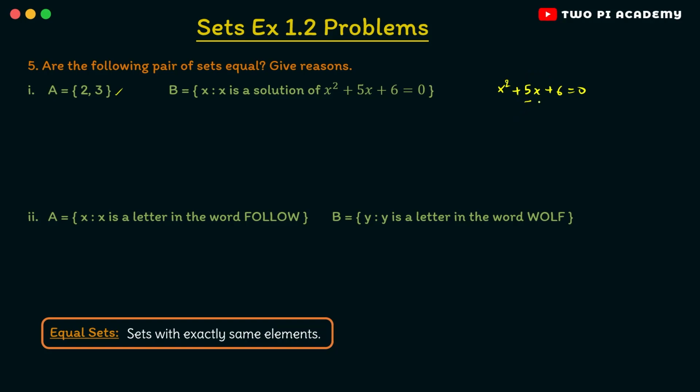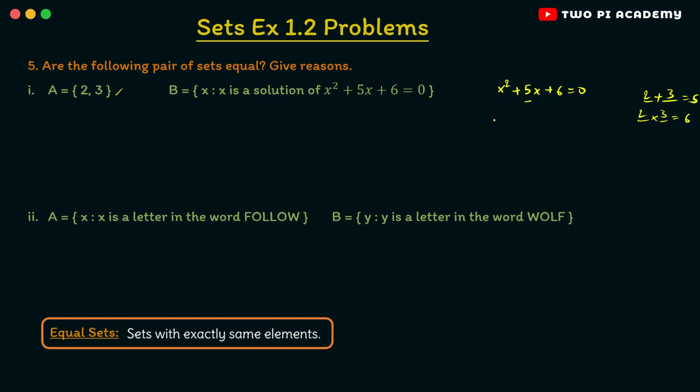So here we have 5. We need to find two numbers such that their sum is equal to 5 and their product is equal to 6. We have to find two such numbers. So clearly 2 plus 3 is equal to 5 and 2 into 3 is also 6. So these are the two numbers.